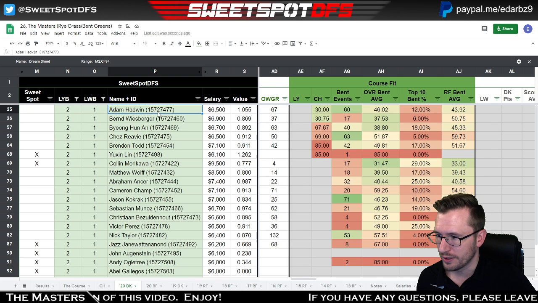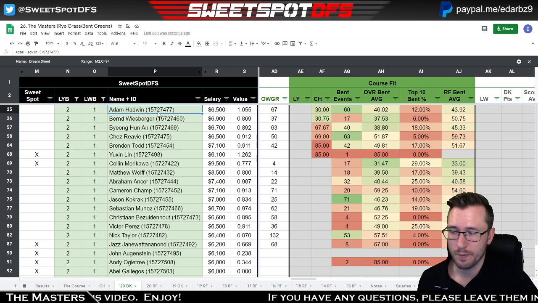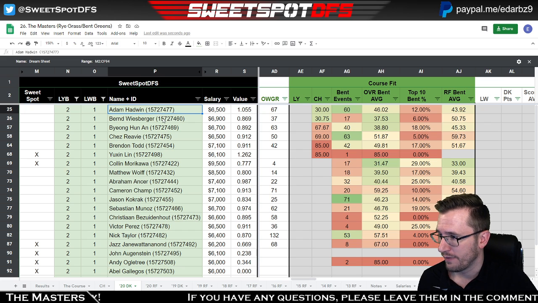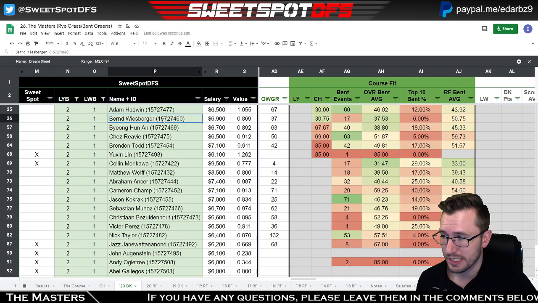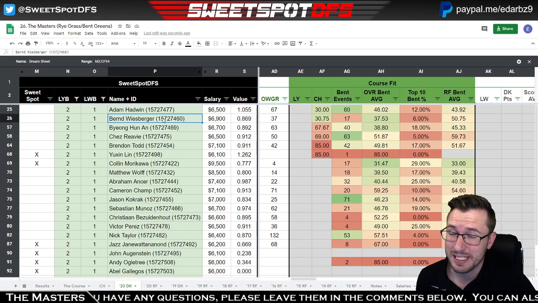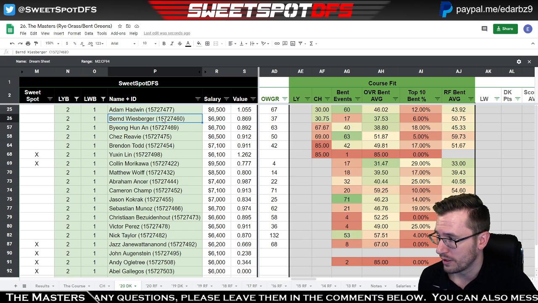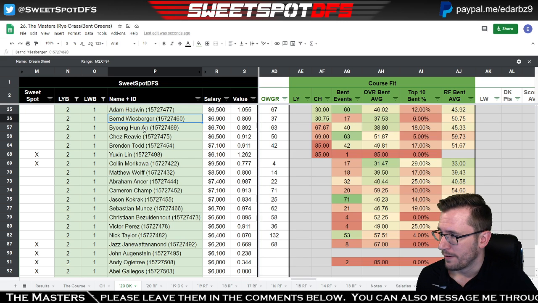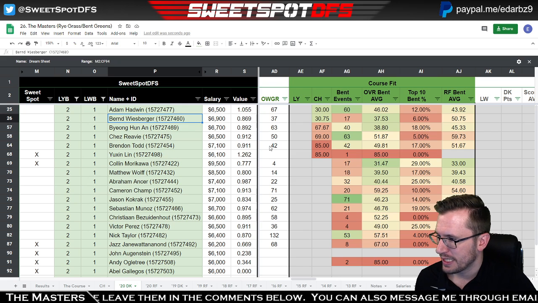Adam Hadwin is the golfer with the best course history that is a 2-1 in this field, followed by Bernd Wiesberger, who's played this event twice, has a course history of 30.75. So that's not terrible, you know, for a golfer that we want here. You can see some of these other guys that have course history.